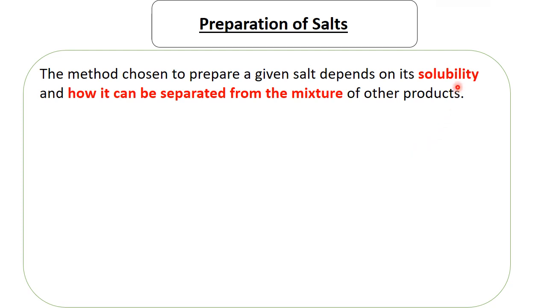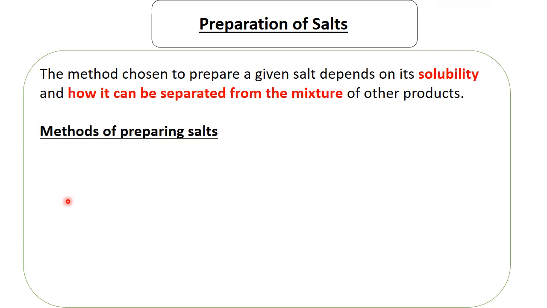So solubility, we talked about solubility of salts. We talked about salts which are soluble and salts which are not soluble. Based on the solubility, you can tell the method that you are going to use to prepare a salt. Also, when that salt is prepared, you have to separate it from whatever mixture it's going to be in. So the solubility and the method of separating from the mixture matters. Okay, with that being said, what are the different ways in which you can prepare salts?